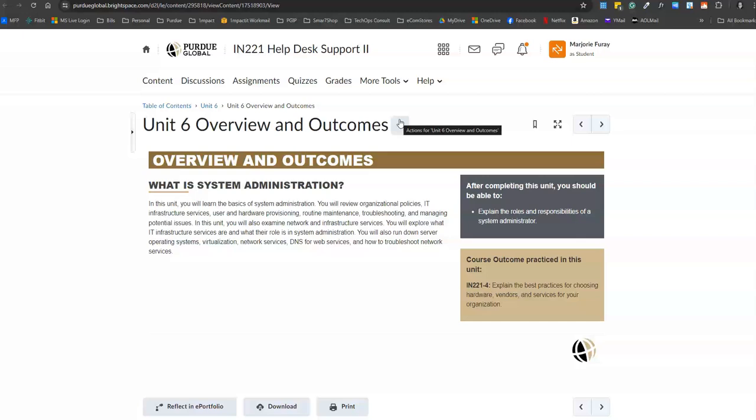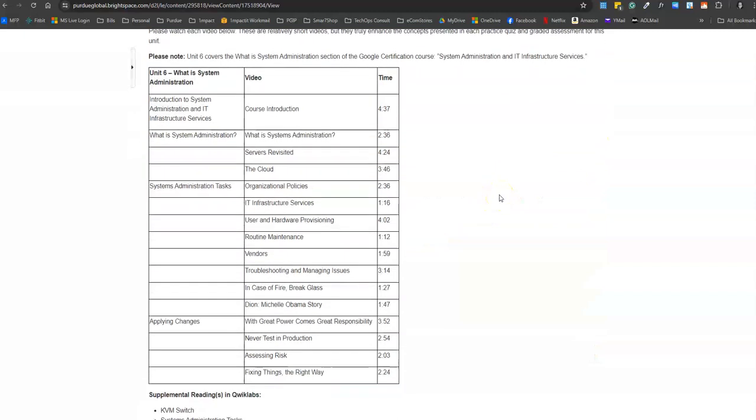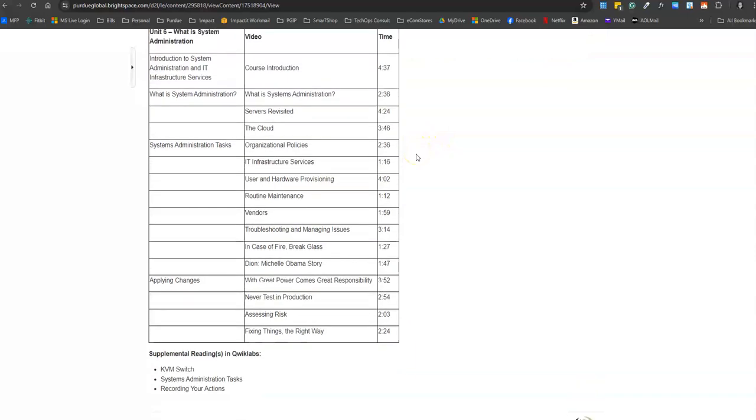So that's good. By the end of this week, you should be able to explain the roles and responsibilities of a system administrator. Your reading and resources this week, of course, are as shown and listed. Basically, your videos that you'll be watching. And in between those, you will have supplemental reading that goes with that. They are short, but very interesting when you get through them and start to understand the whole thing too. And they do cover a lot of things about policies, services, and routine maintenance, things like that.